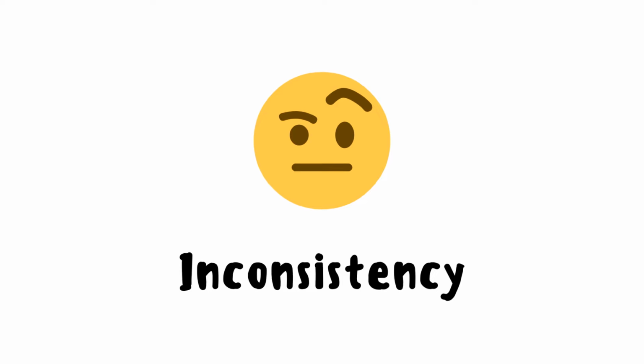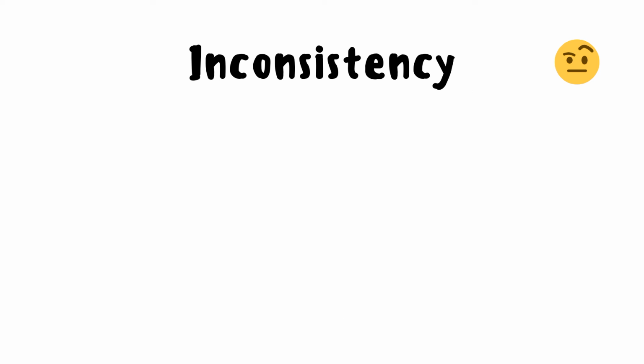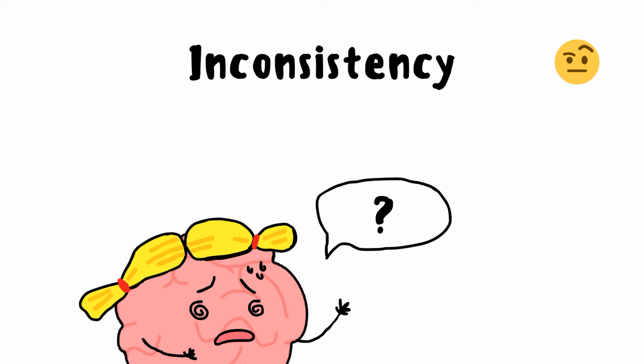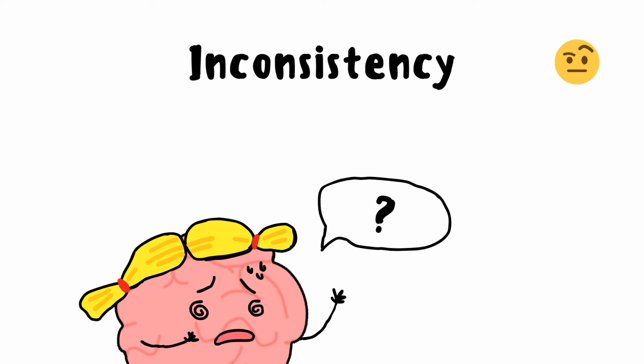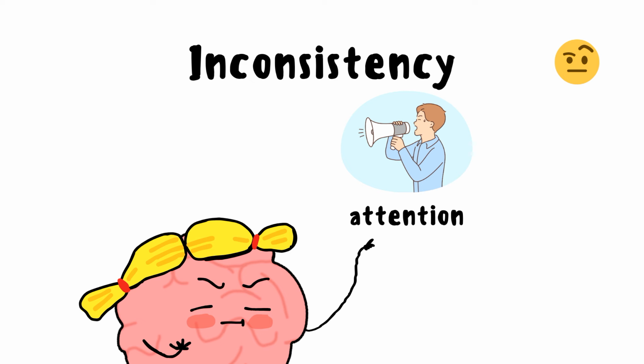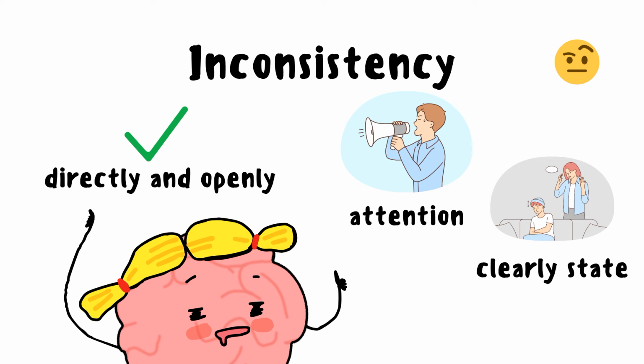Inconsistency. The manipulator may exhibit not just inconsistent, but even contradictory behavior. They can act illogically and contradictorily so that you start trying to figure out what's going on and thereby get drawn into their manipulative games. To combat this type of manipulation, it's important to pay attention to any discrepancies in the person's behavior and clearly state the specific format of actions and behavior that is acceptable to you. Do this directly and openly in order to disarm the manipulator.